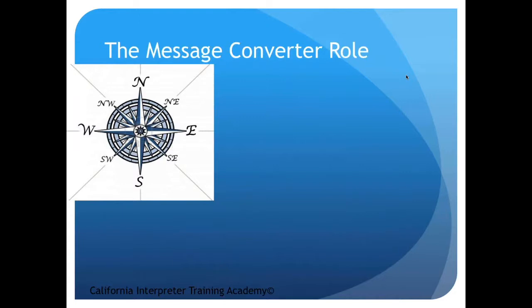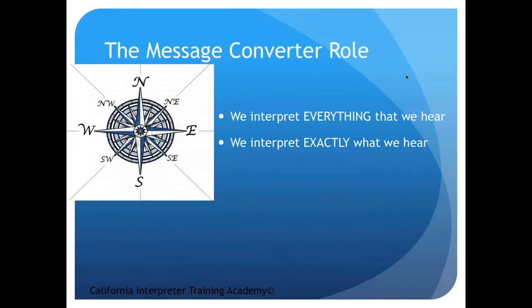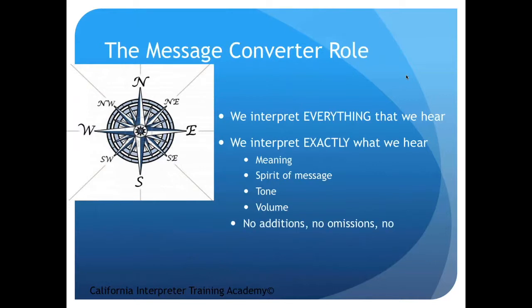So again, as you may remember from your previous training, the conduit or message converter role is really the safest of the roles, since as a conduit, the interpreter's responsibility is to maintain meaning accurate and complete when passing the message from the provider to patient and vice versa. And by doing that, the interpreter does not omit, add, or change anything from the intended meaning or the intended message. Now, this is accomplished by not only maintaining the meaning that is embedded in the words, but also the meaning that is embedded in the spirit and the tone of how those words are conveyed.